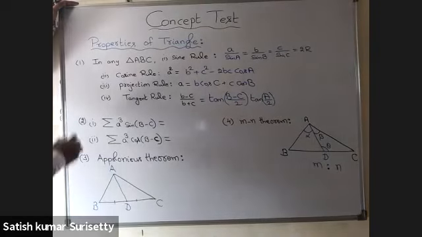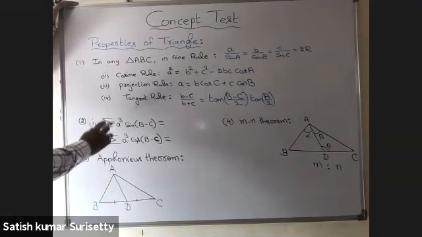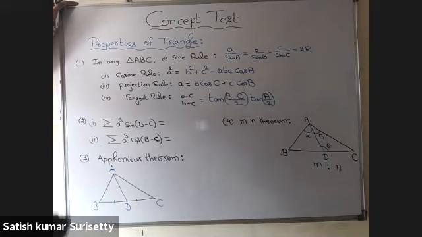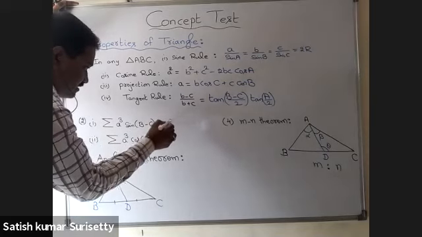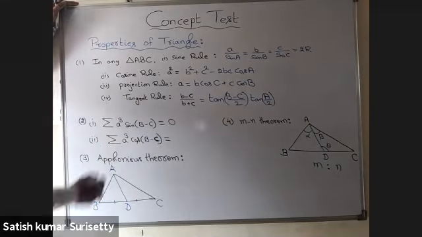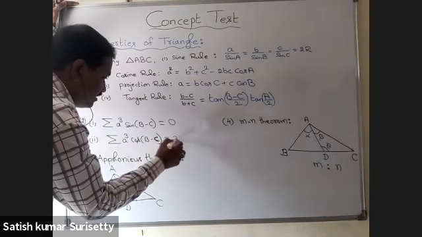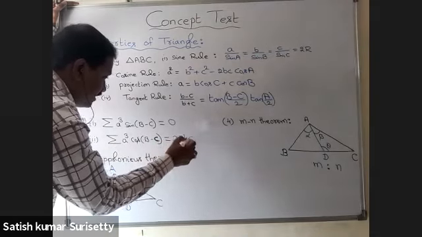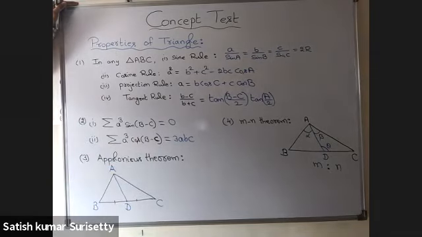Next, second problem, first bit. Sigma a cube sine of (B minus C), if you simplify, you can prove it as 0. Sigma a cube into cos of (B minus C) will be 3abc. So these are the problems, but still you can remember them as formulas.